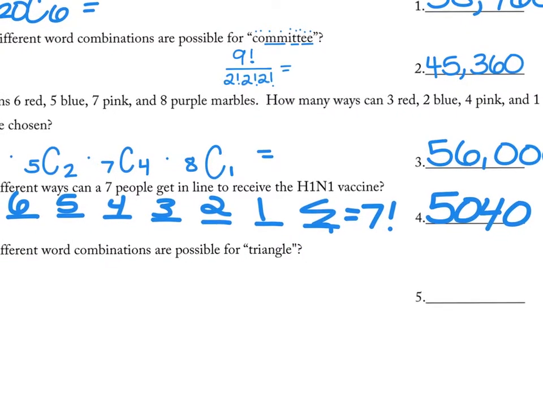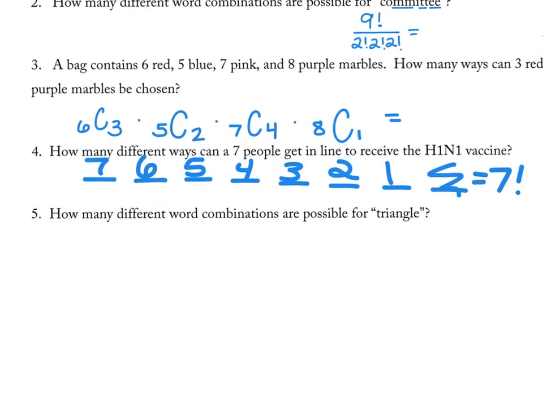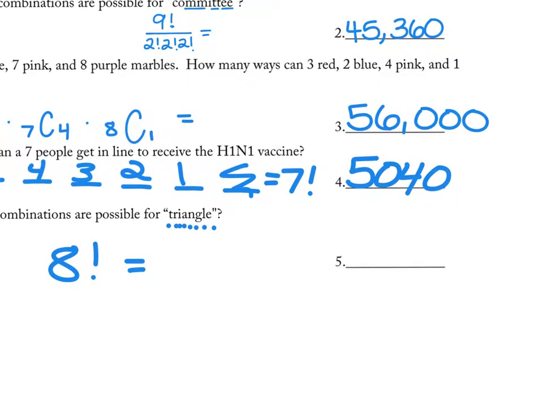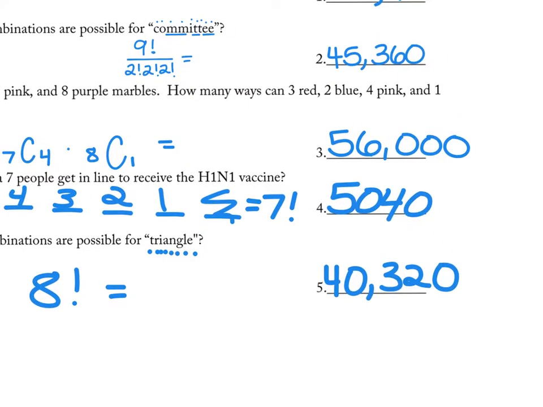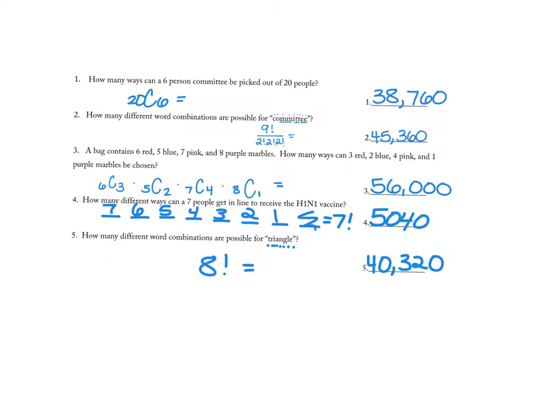All right, last one for this slide. We have how many different word combinations are possible for triangle? I don't see any repeats. None of the letters repeat at all. So let's see, there's 1, 2, 3, 4, 5, 6, 7, 8 letters, so it's just 8 factorial, which is 40,320. Alrighty. So there's the first 5 problems. Let's go on to number 6.